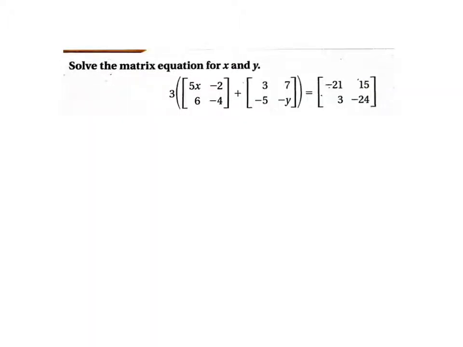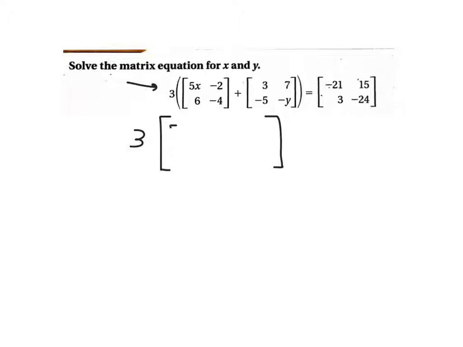Okay, let's try one with everything. This is the last slide, by the way. It says solve the matrix equation for x and y. So we've got to solve, sorry about that. I'm going to follow the order of operations here. If you notice there's a 3, which is our scalar out here in the front, but it's outside of big parentheses. So what I'm going to do first, I'm going to leave the 3 alone, and I'm going to take care of what's inside that parentheses, which is two matrices added together.